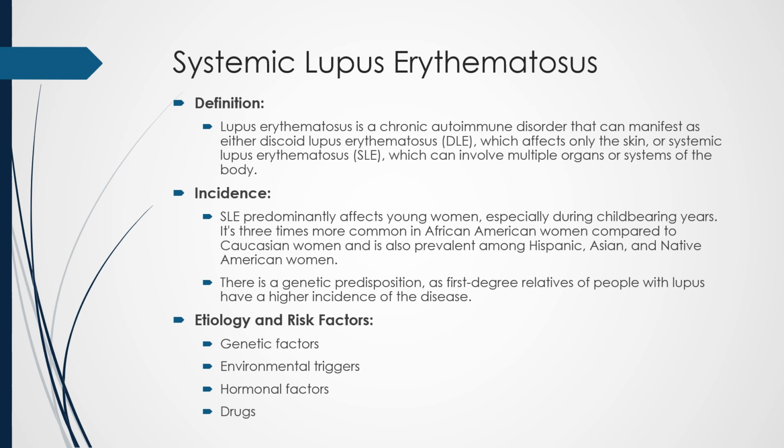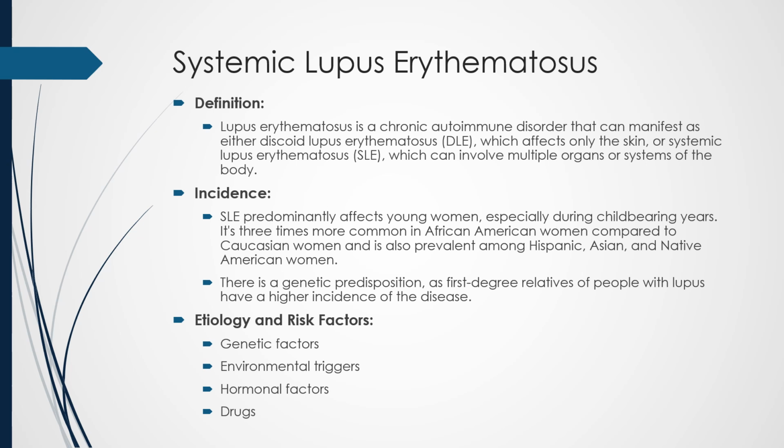SLE predominantly affects young women, especially during childbearing years. It's 3 times more common in African American women compared to Caucasian women, and is also prevalent among Hispanic, Asian, and Native American women. There is a genetic predisposition, as first-degree relatives of people with lupus have a higher incidence of the disease. The cause of SLE remains unknown, but is believed to involve a combination of immunologic, environmental, hormonal, and genetic factors.